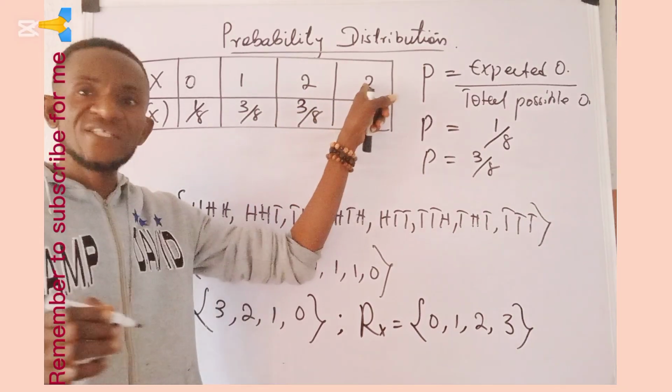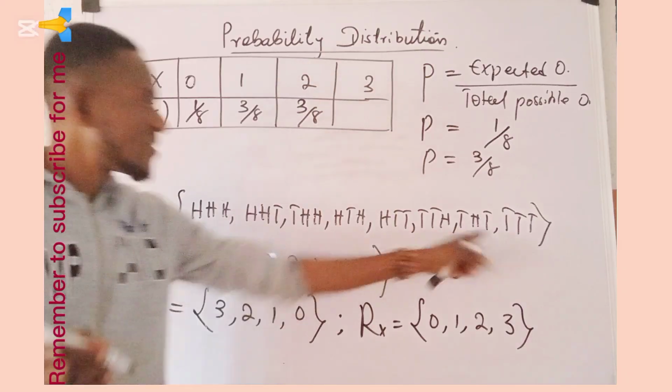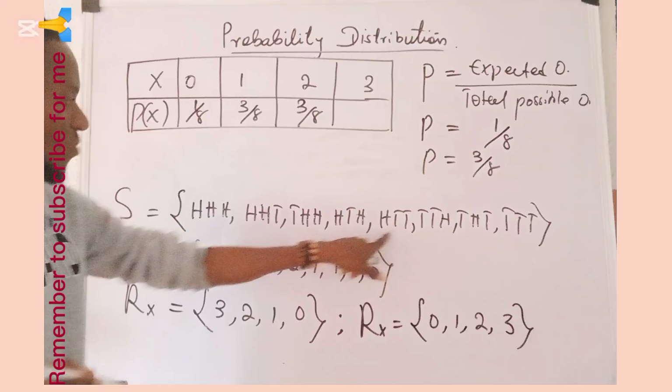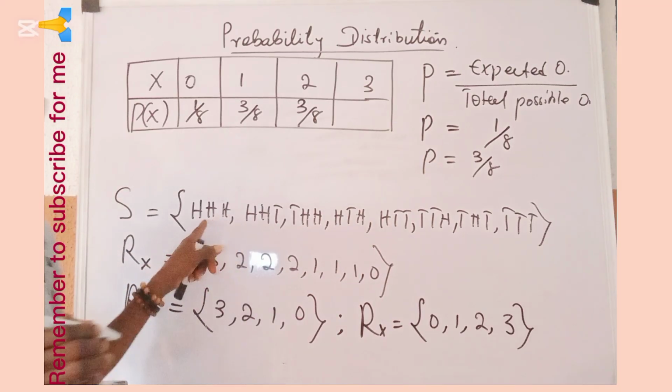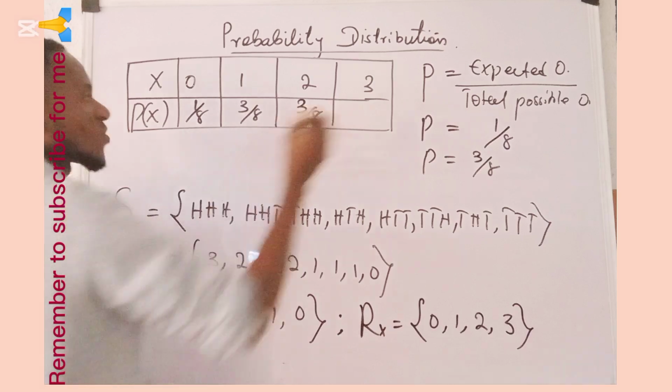Then I come to a place now where I am going to have 3 heads. Then we come here. Here we don't have 3 heads, we don't have 3 heads, we don't have 3 heads, across the line till I arrive here. How many are they in number? Only 1.